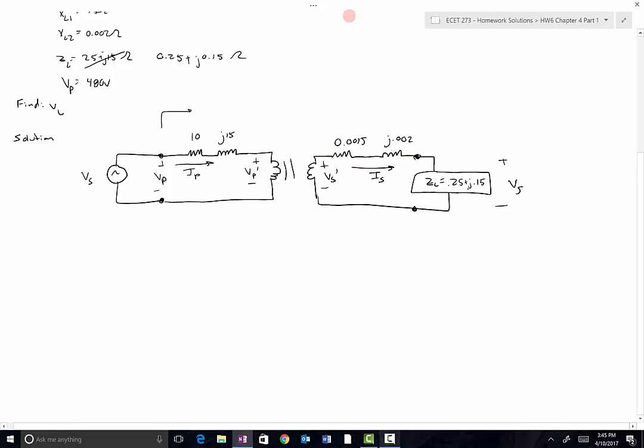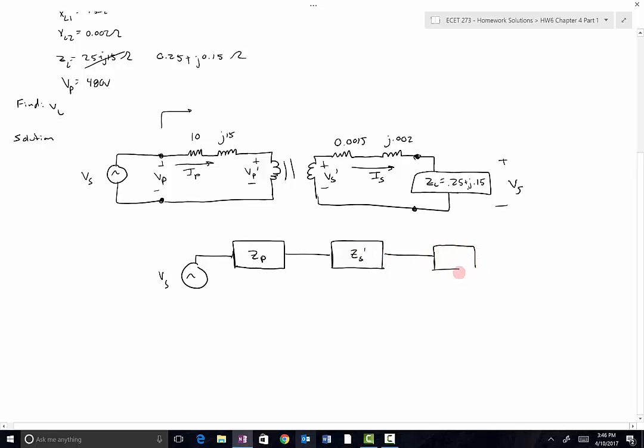I'm not going to do that. I'm going to leave them separate. You'll see why in a second. The circuit that I'm going to solve is going to be VS, and then we've got the impedance of the primary side, ZP, and then I'm going to refer over the impedance of the secondary side, so that gets a prime because it's referred, and then I am going to refer over the load, ZL prime.